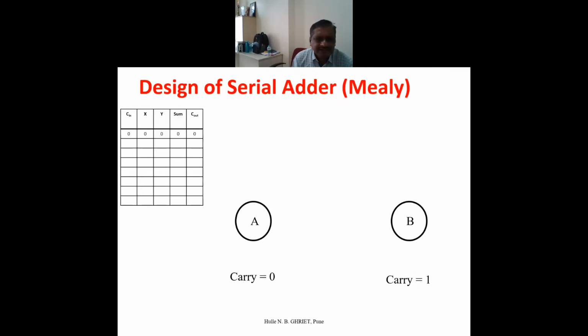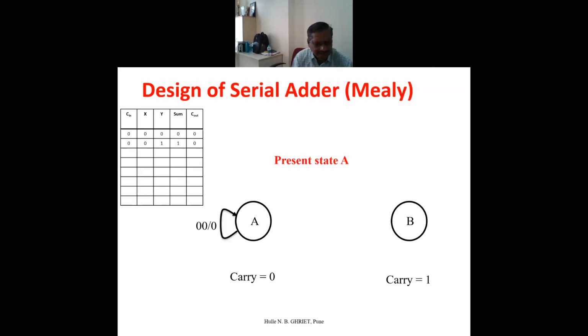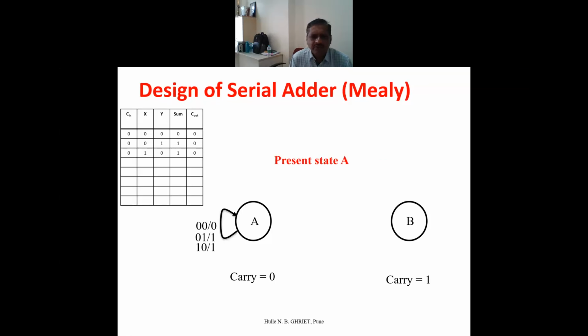Look at this. I have tried to mention it here. The same PPT I will upload in Google Classroom. Present state is A. Inputs are 0, 0. Next state will be the same state. Look at this table again. I am trying to show you here. This is for present state 0, that is carry equal to 0. Then inputs are 0, 0. Sum is 0 and carry is 0. This carry is nothing but the next state. This carry is nothing but the present state. Are you getting me? Similar to that, for 0, 1 also, for 1, 0 also, the next state is the same. For the fourth input, the next state will be B.